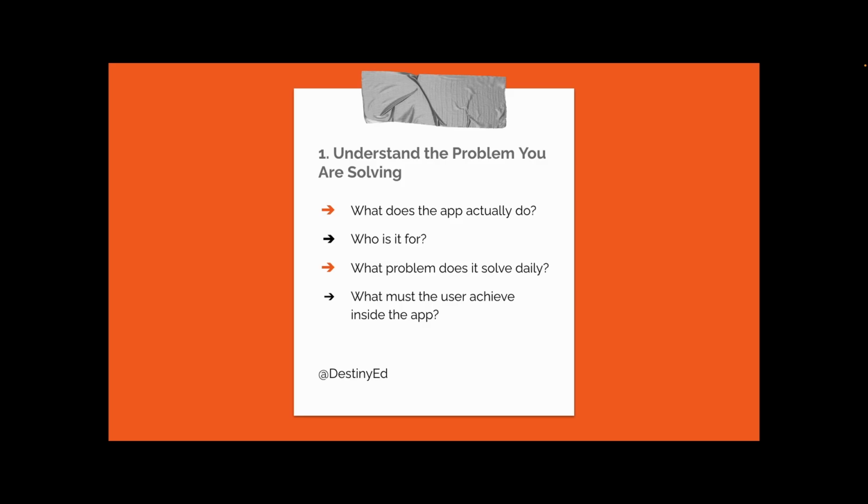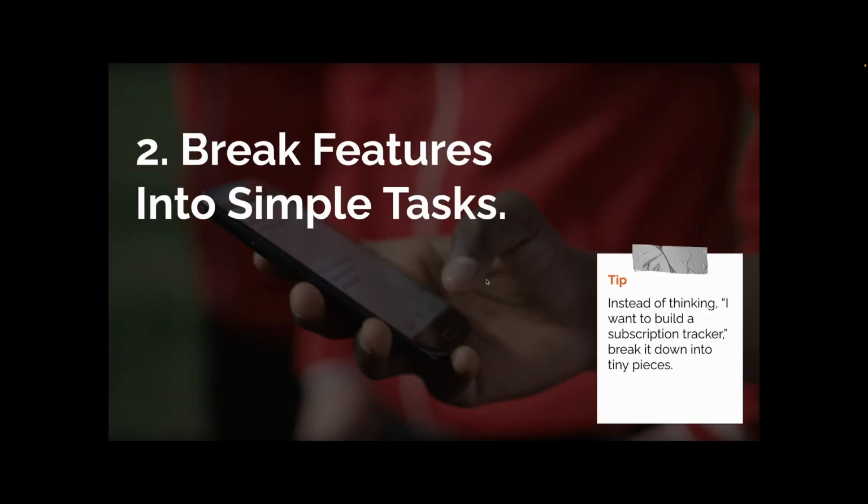For Subtract, the core problem is that users forget their subscription payments and end up overspending. So for an app like that, the app must be able to track subscriptions, show upcoming renewals, calculate spending, send reminders, and suggest cheaper alternatives. This is the first thing you need to know: understanding the problem that you are solving.